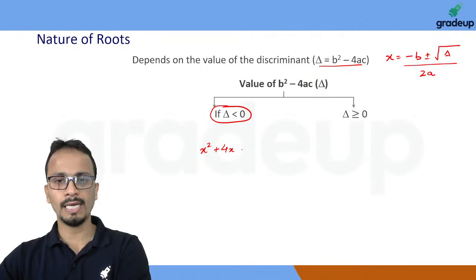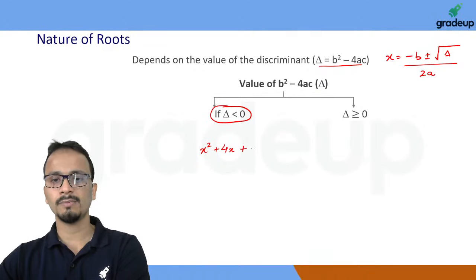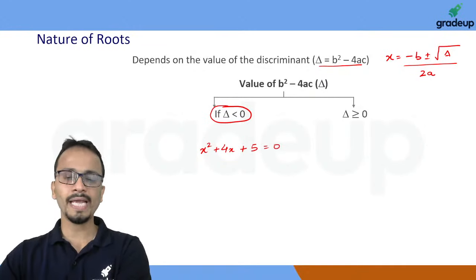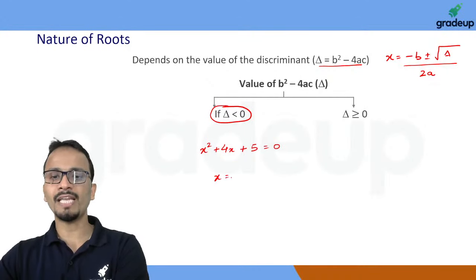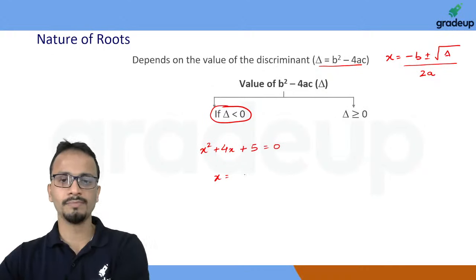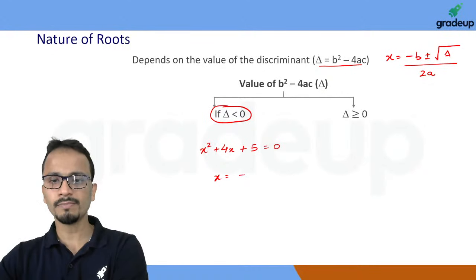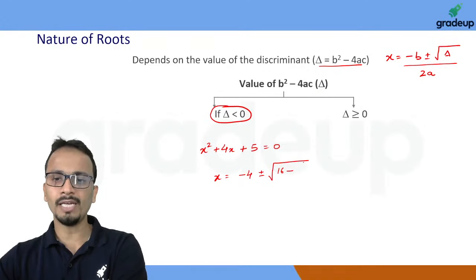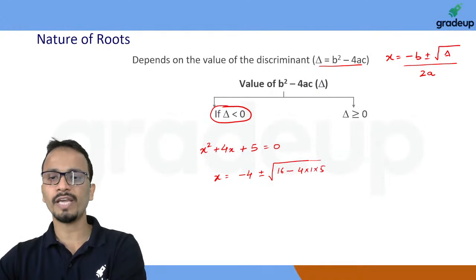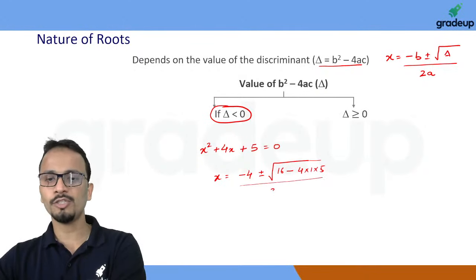plus 5 equal to 0. x square plus 4x plus 5 equal to 0. Now let's calculate the values of x using the formula. Now the formula is minus b plus minus under root of b square minus 4ac, so minus 4 plus minus under root of 4 square minus 4 into 1 into 5, whole divided by 2.